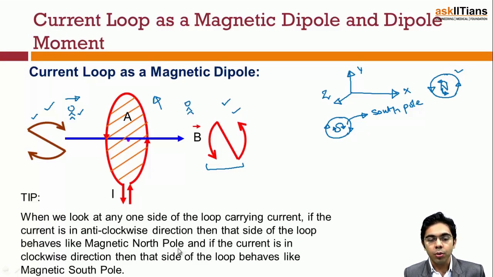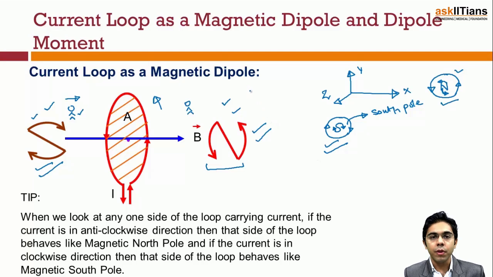We have already discussed that if the current goes in the anti-clockwise direction, it acts as the magnetic north pole. This is what the figure shows. And if the current is in the clockwise direction, then that side of the loop behaves as the magnetic south pole. This is exactly the same thing we discussed over here.